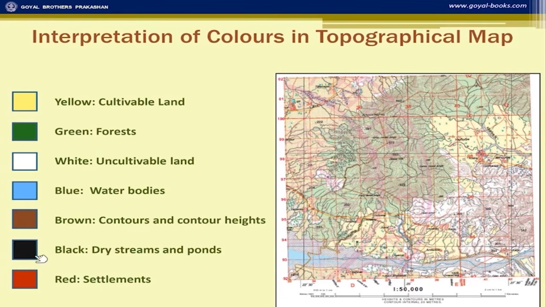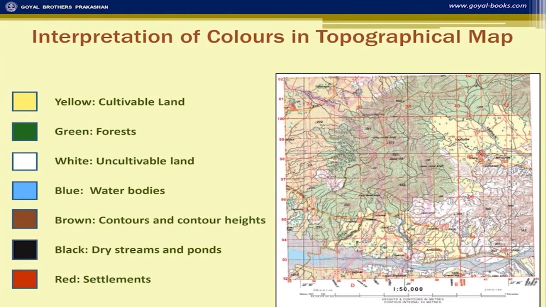The black, as you can see, is used for all the dry streams and the dry ponds. It shows the area receives seasonal rainfall. The red, as you can see, is for the settlements. The red means the permanent huts, either grouped together, scattered, or in clusters. These are shown in red color. This shows the settlements. We'll be studying about the types of settlements later.